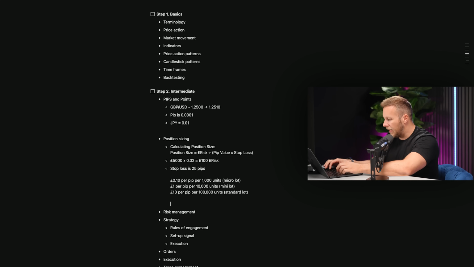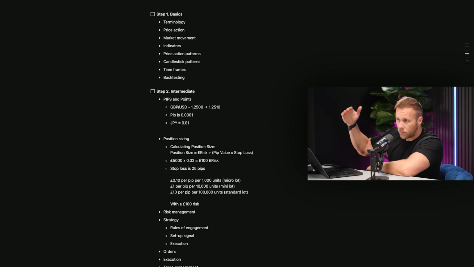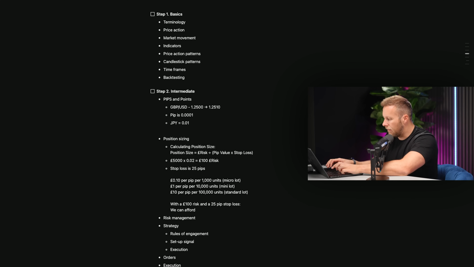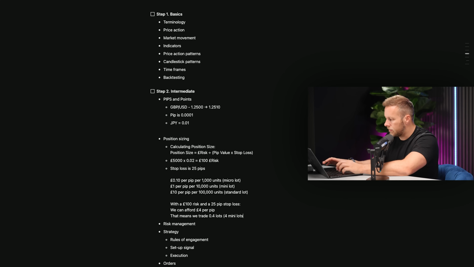So if you do the formula here, you can see with a £100 total risk on the account in money risk, and we've got a 25 pip stop loss, right? We can afford a £4 per pip trade. That means we trade 0.4 lots, which is 4 mini lots. So what position sizing does is it adjusts your exposure so that your risk stays consistent, and it doesn't matter what the setup is, your risk will stay consistent. That's the point of understanding correct position sizing.